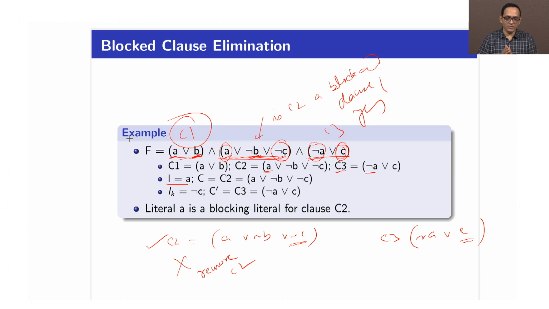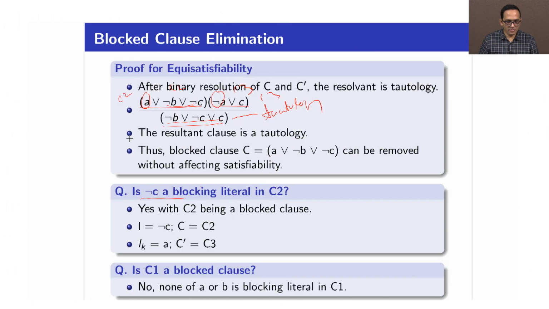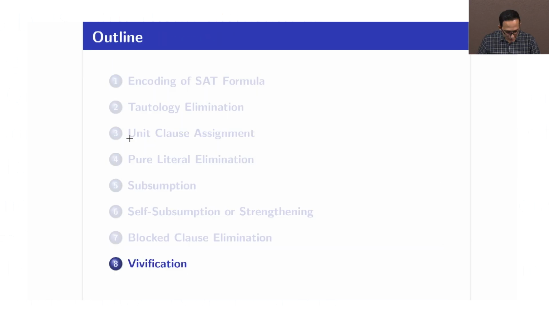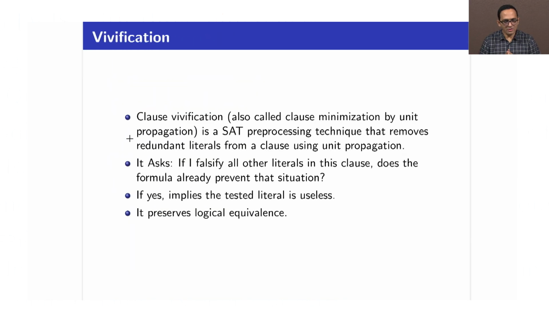Again, complexity-wise it is basically comparing between two clauses. At a high level I can think the complexity will be around n square. The last one is called vivification. It is very simple, and it effectively checks whether a particular literal in a particular clause is redundant or not.